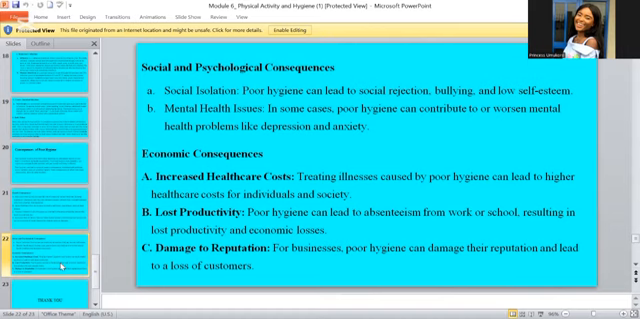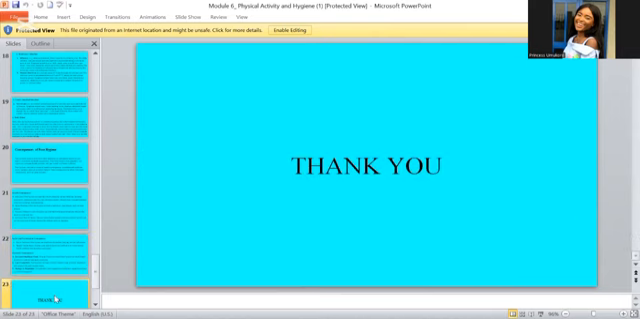We also have loss of productivity. Poor hygiene can lead to absenteeism from work and school, and it can result in lost productivity and economic losses. And finally, it can damage one's reputation. For businesses, poor hygiene can damage their reputation and lead to a loss of customers.